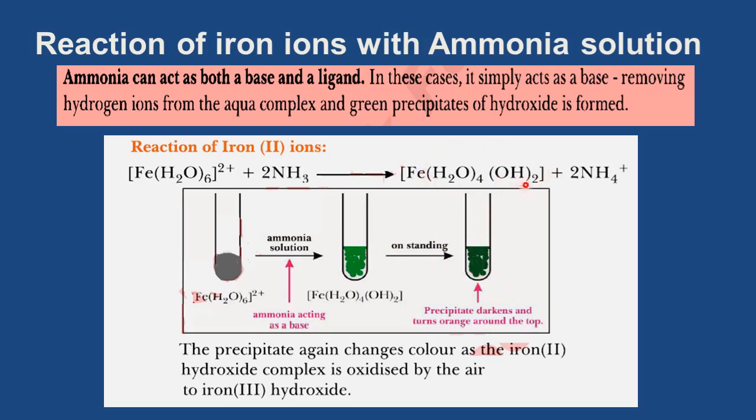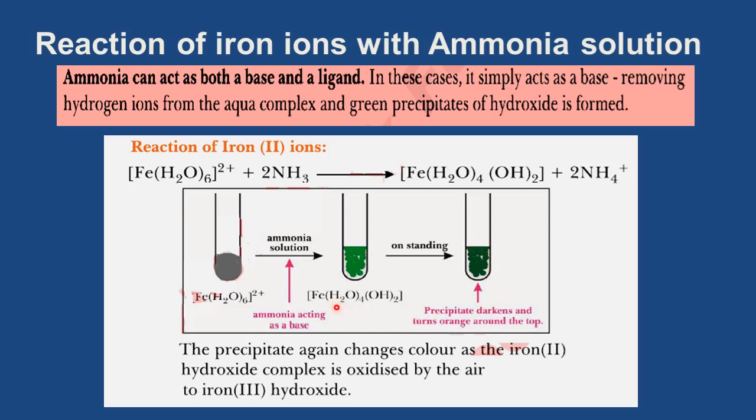Now students, look at the color change. These are the green precipitates of this complex. And upon standing, these green precipitates are going to get darkened and turn orange on the top, which is going to indicate that iron complex on standing is changing its oxidation state from +2 to +3.